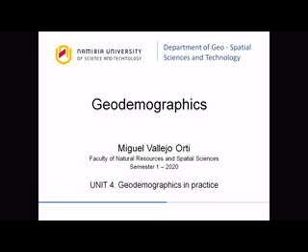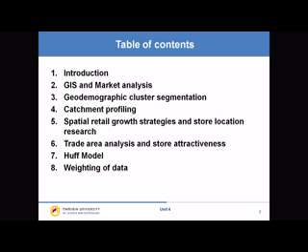Let's continue with Unit 4, which is called Geodemographics in Practice. In this unit, we are going to cover 8 points. Some of them are more theoretical, some of them are more practical. We'll integrate some exercises. Unfortunately, we cannot do it on the computer, but we will do it in a schematic way, and then we'll catch up afterwards.